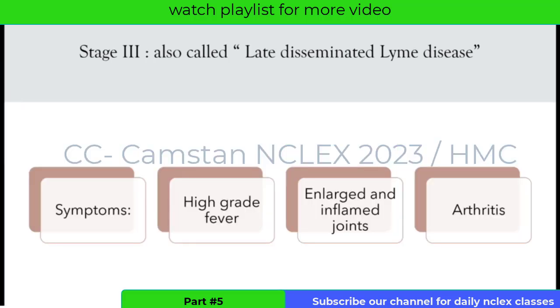And next one is stage third. Stage third of Lyme disease is also known as late disseminated Lyme disease. In this stage, the bacteria have spread throughout the body, and the symptoms include a high grade fever, and enlarged and inflamed joints, that is, arthritis may be seen in stage third of Lyme disease. So this is Lyme disease and the various stages of Lyme disease.